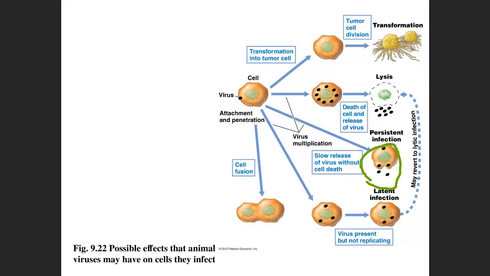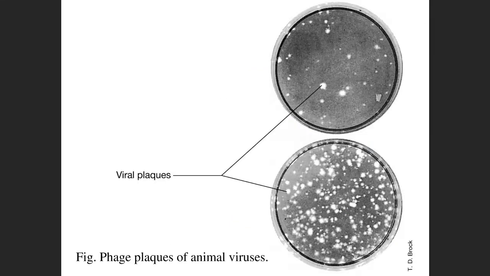In latent infection, the virus is there, just like the lysogenic cycle. It's being carried, but there's a trigger point, and when there's some event, it triggers them into the lytic cycle. All right, and you can also have plaques, and that's how they count animal viruses, these white spots.